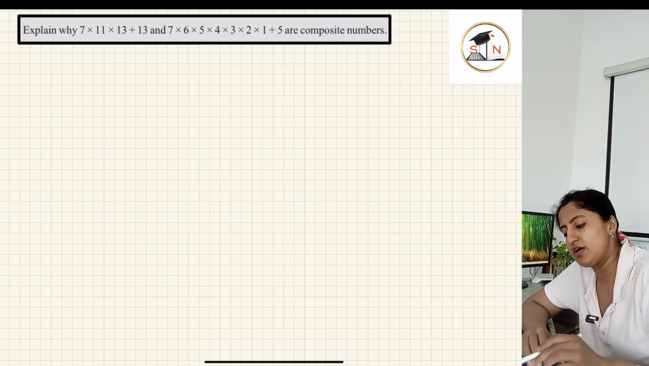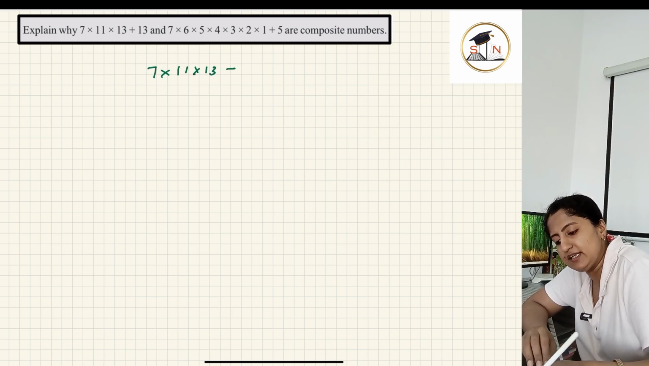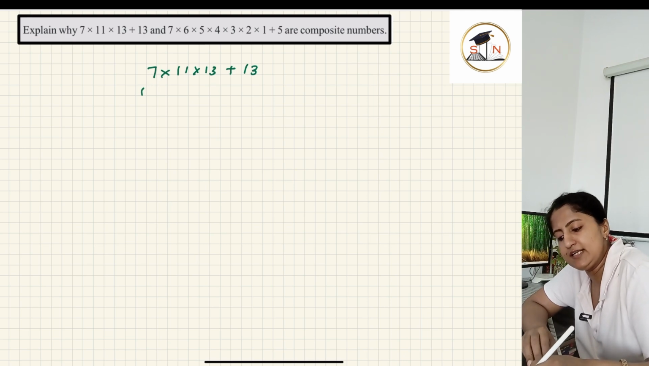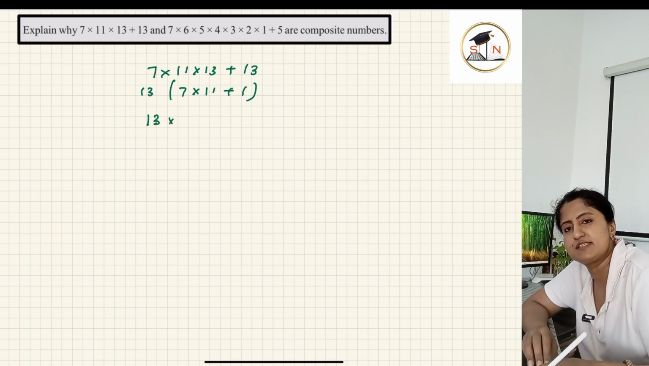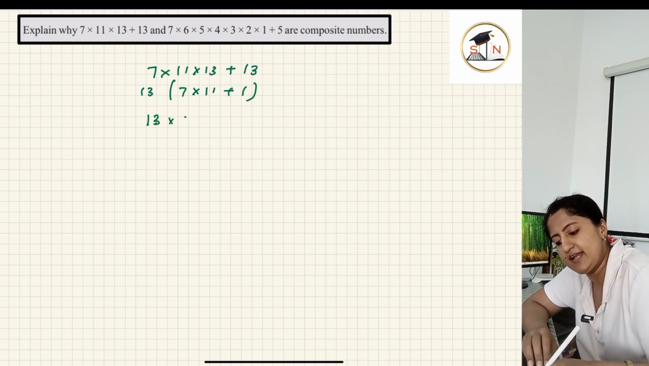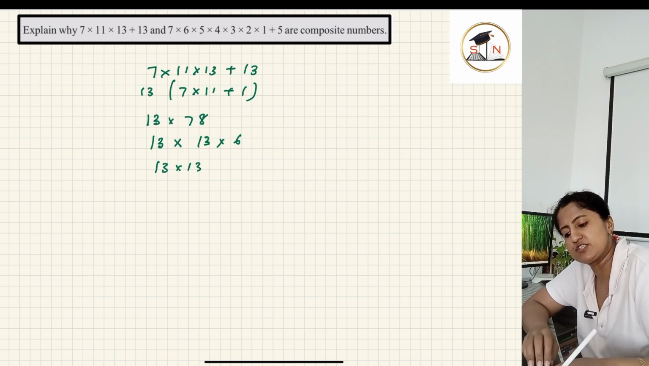Okay, so now what I'm going to do over here, 7 into 11 into 13 plus 13. 13 is a common factor, so I'm taking that out. I am left with 7 into 11 plus 1, right? What does that leave me with? That leaves me with 77 plus 1, which is 78. I'll prime factorize 78 once again, which is 13 times 6. I'll break 6 further, which is 2 into 3.